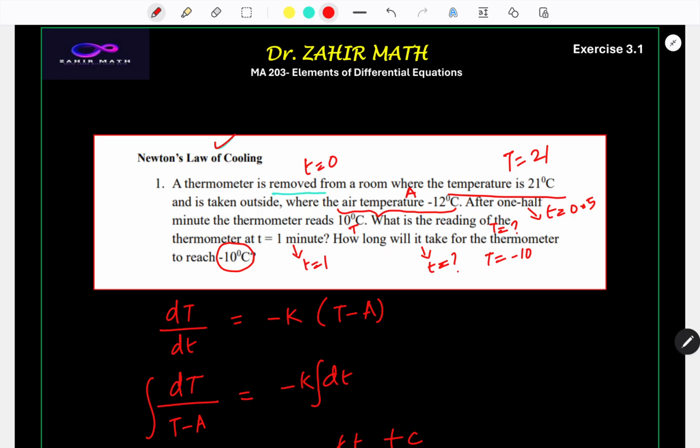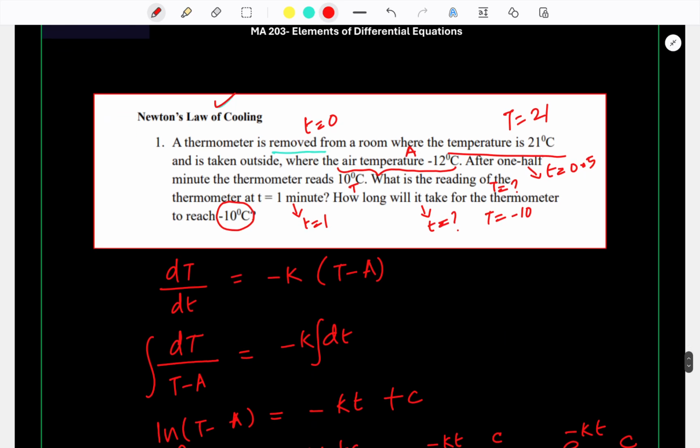So let me write all these conditions here, in the paper. After that, I will go to this one. So small t is equal to 0, capital T is equal to 21, A is equal to minus 12 degree. Then after 1/2 minute, t is equal to 0.5, the thermometer reads capital T is equal to 10 degree. What is the reading of the thermometer? They are asking, question mark, at t is equal to 1. This is the question. And then one more question: how long, t is the question mark, for the thermometer to reach minus 10 degree.